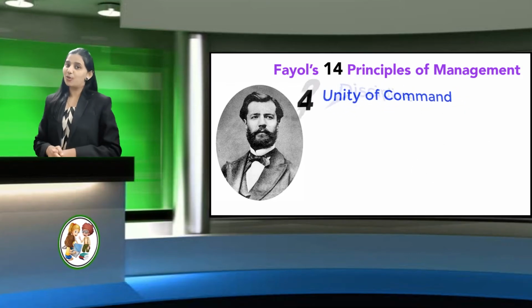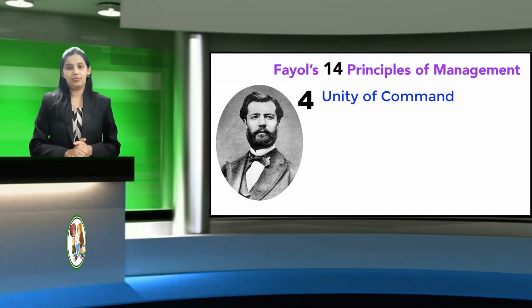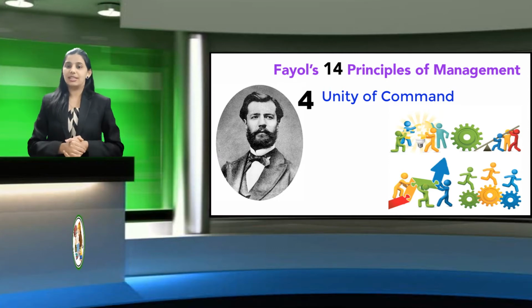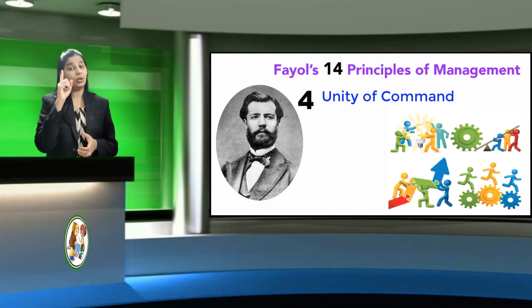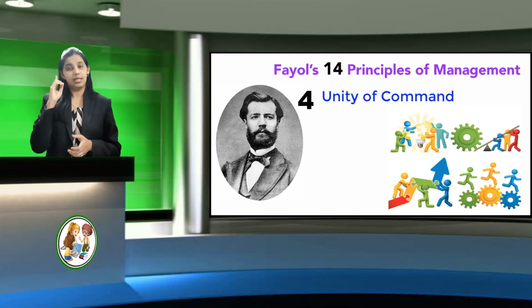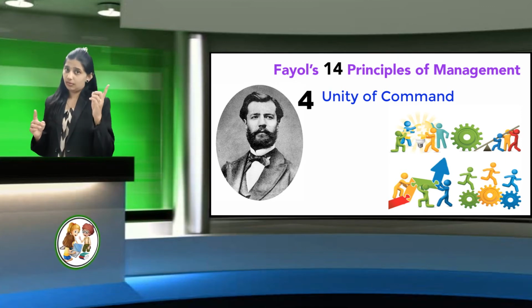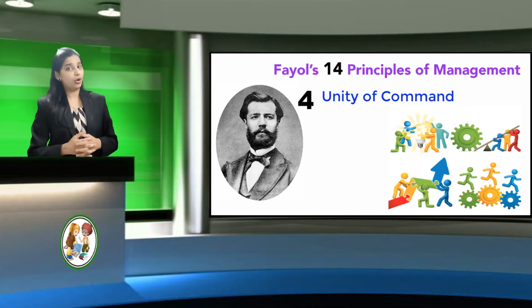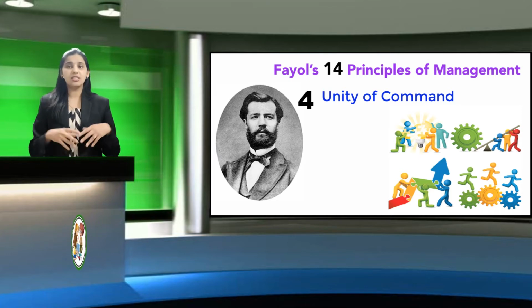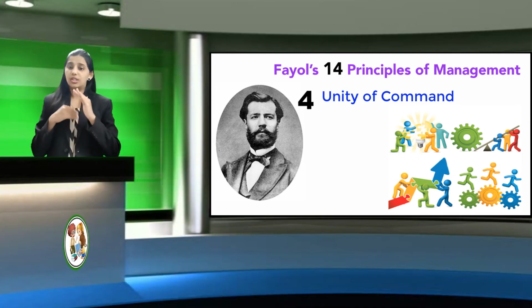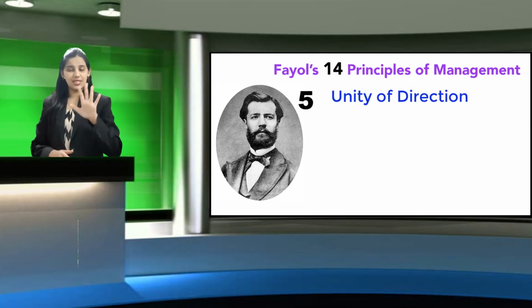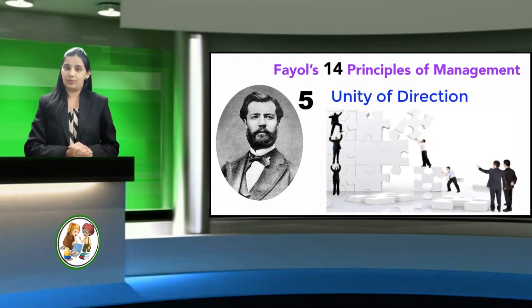Next one, that is the fourth principle, is unity of command. This is the principle which states that one subordinate should receive instructions and commands from only one superior. This principle is said to be violated if the subordinate is answerable to more than one superior. Following this principle is important for the organization as its violation leads to confusion and chaos, which in turn leads to instability and disturbance.